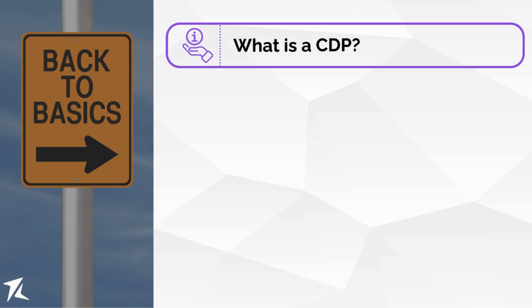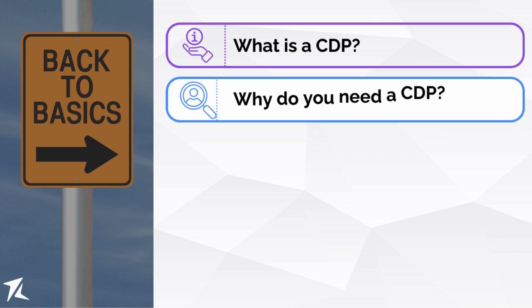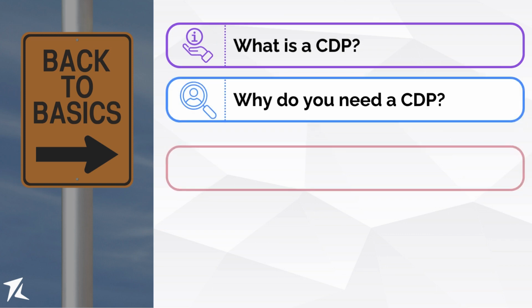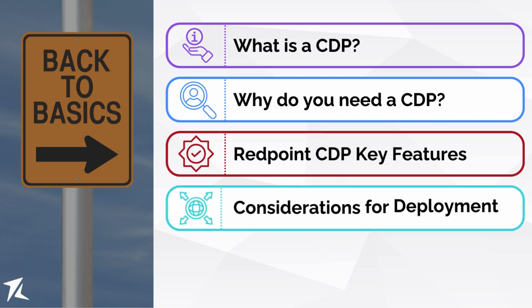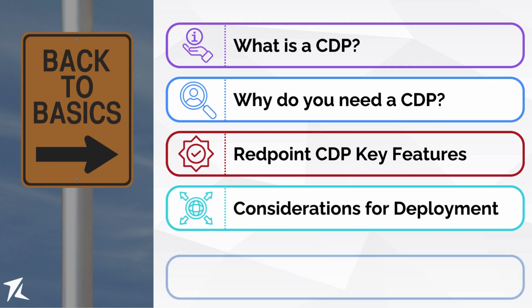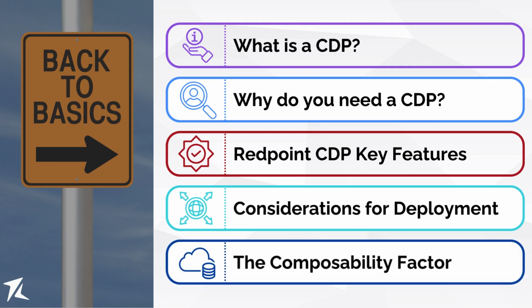through some high-level stuff. First, what is a CDP? Why do I need one? Why do I even care about this, right? We'll talk through some CDP key features as we see them, considerations for deployment, right? So thinking more on the environmental, the infrastructure side of things, and then everyone's favorite, the composability factor, right?